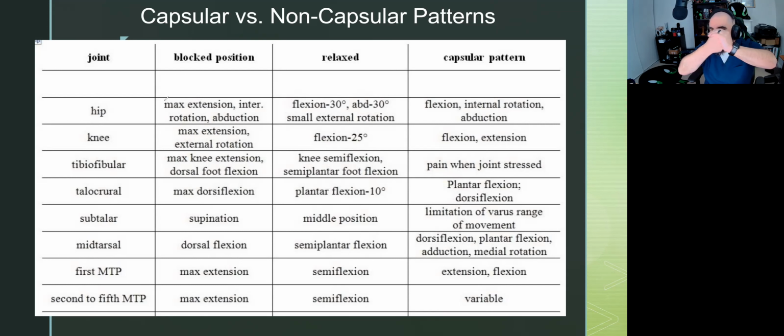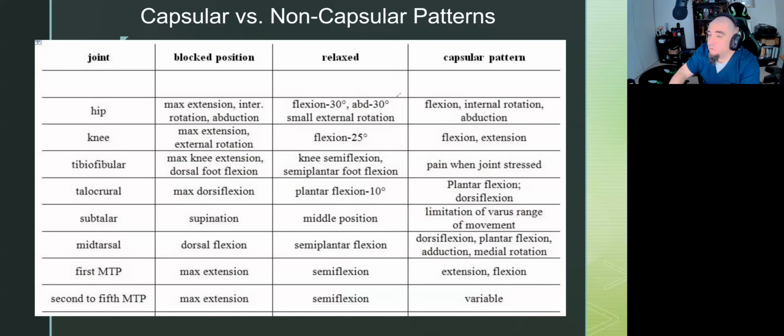And then open pack for the hip, we come back to neutral. It's slight flexion, slight abduction, and slight external rotation. So about 30, 30, 30 is usually what they say for that. In that position, that's the position we can mobilize the hip.